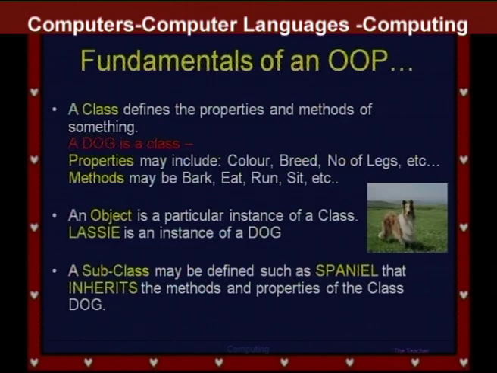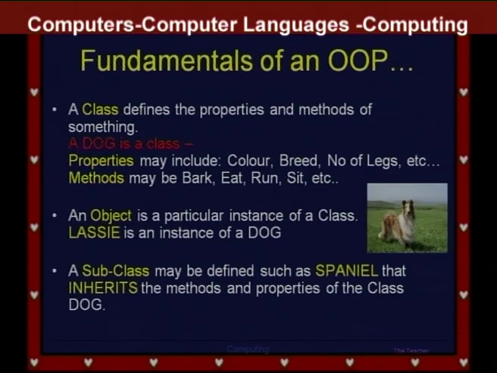A class is a collection of properties and methods. All the properties and all the methods together are called a class. When I say properties, I mean color, character, leg, nose, face, all kinds of stuff. Methods are things like bark, eat, run. A method is a set of instructions.